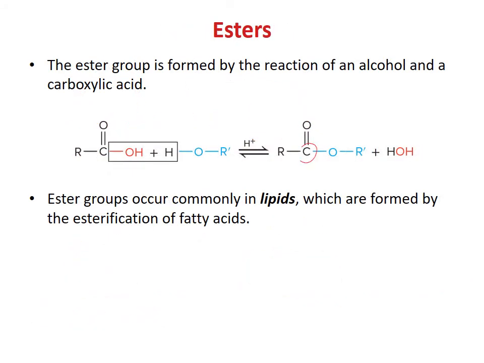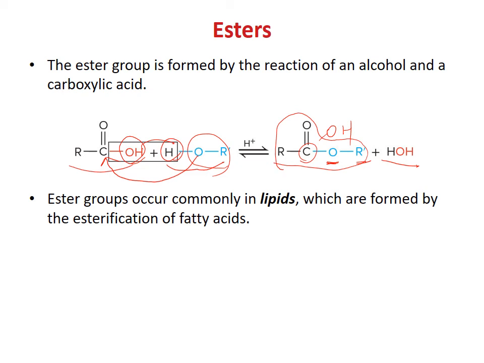If the carbonyl carbon is attached to oxygen and another alkyl group instead of hydroxide, okay, if it's hydroxide, that's a carboxylic acid. If oxygen and alkyl group, that is an ester. The ester group is formed by the reaction of an alcohol and a carboxylic acid. So the hydroxide from the carboxylic acid and the hydrogen from the alcohol combine, forming water, and the rest of the alcohol goes to the carbonyl carbon and forms the ester.